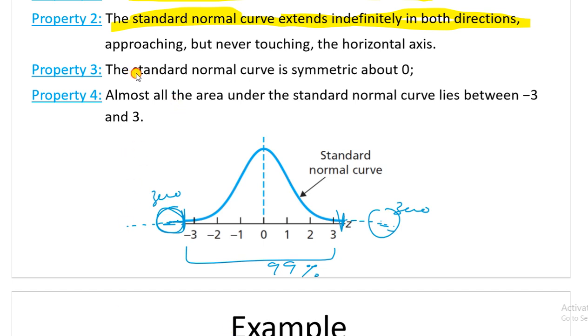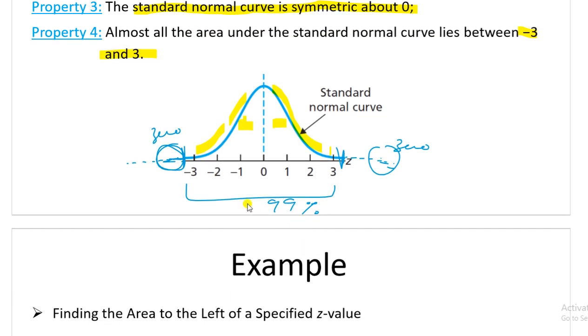The third property is that the standard normal curve is symmetric about 0. Symmetric means it is the same on both sides, on the left side and on the right side. You see, the curve is exactly the same on both sides. That's what we call symmetry. Almost all the area under the normal curve is between -3 and 3. As I'm saying, 99% of the area lies between -3 and 3, so it is almost 0 on the left and right.